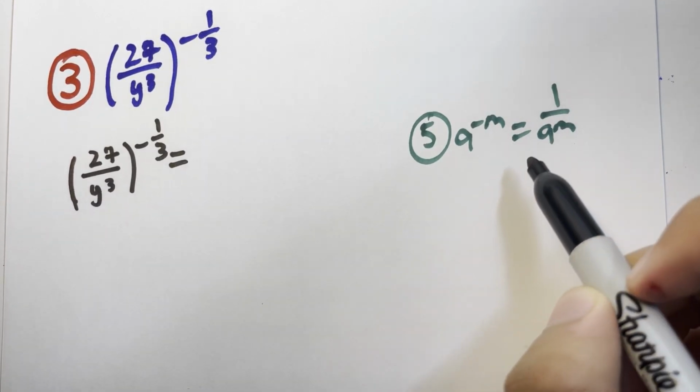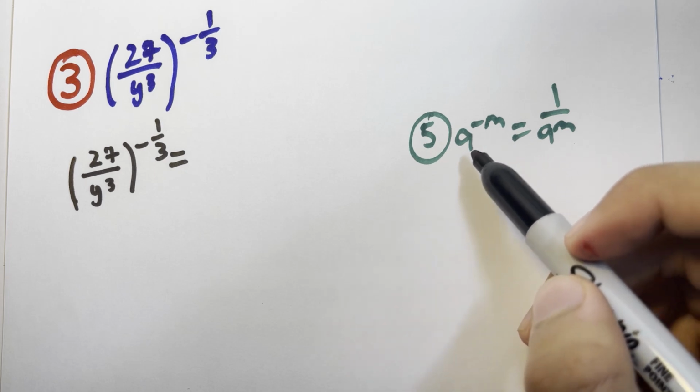Firstly, thinking back to rule number 5, to get rid of the negative exponent, we just take the reciprocal of that expression.